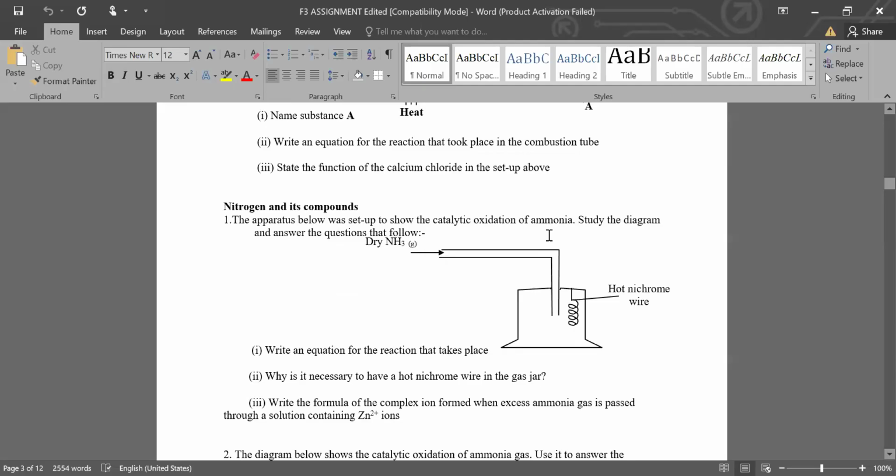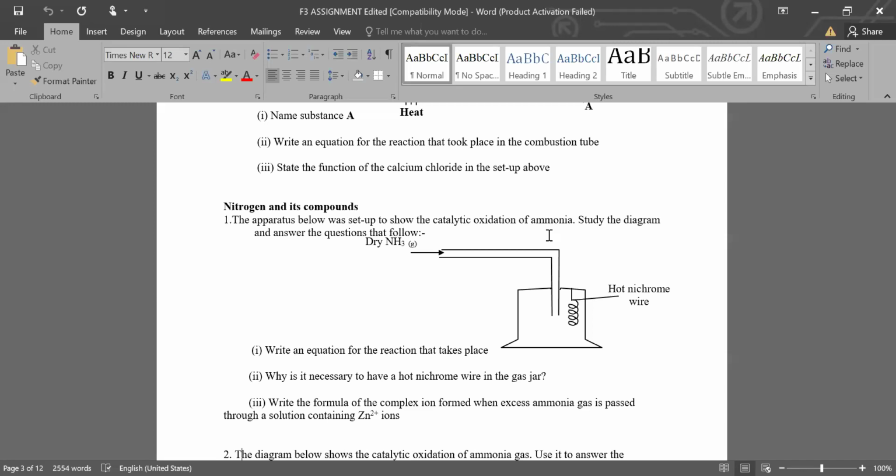State the function of the calcium chloride in the setup. The role of the calcium chloride in the setup is to absorb water vapor. That is why it is put at the top there, to absorb any water vapor, because the aluminum chloride can absorb that water vapor and change its crystalline form.